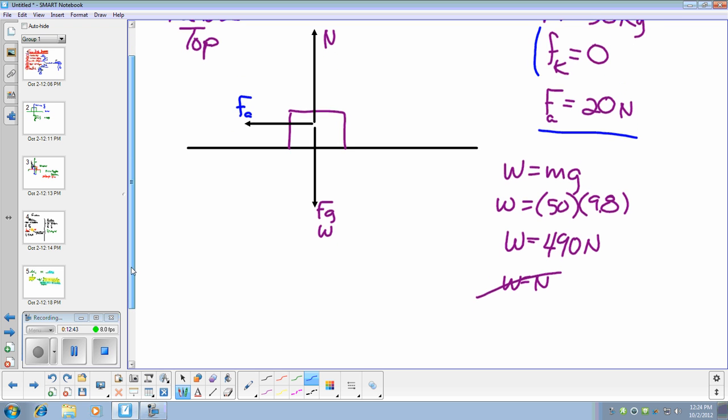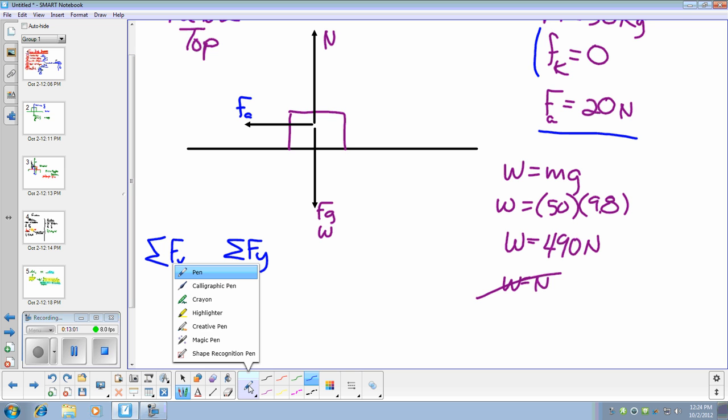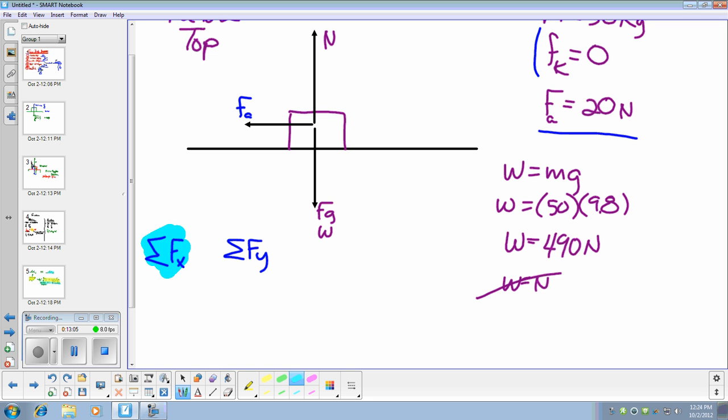Well, let's say I asked you to tell me what the acceleration was. First thing you need to do is find what the sum of the forces are in the x direction, because that's the direction that the motion is going right now. Now you've seen the sum of the forces in the x and sum of the forces in the y. What we're talking about is the horizontal forces versus the vertical forces.